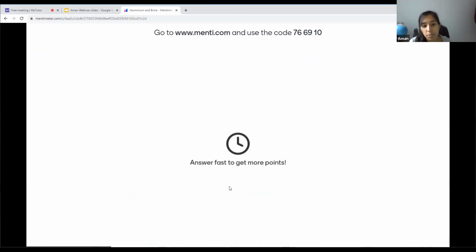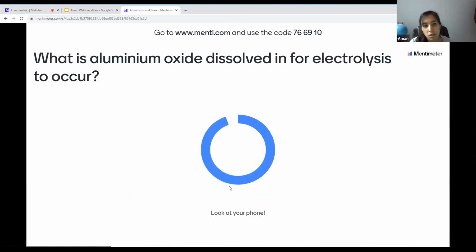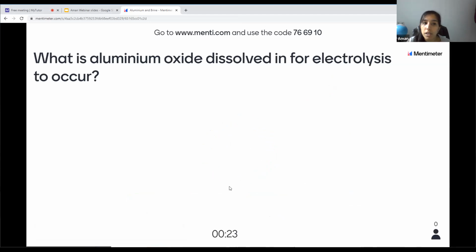Okay, the next question should be coming up soon. What is aluminium oxide dissolved in for electrolysis to occur? You need to type in the answer here. I'll give you a clue. Remember that the electrolysis of aluminium requires a lot of energy, so we dissolve it in something to reduce the amount of energy required to allow it to occur.